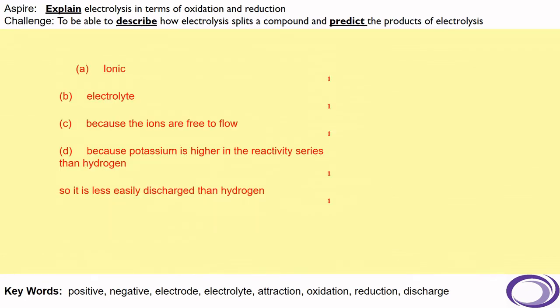Okay, so it was ionic bonding. The solution is called the electrolyte. It conducts electricity because the ions are free to flow. Potassium is higher in the reactivity series than hydrogen. You could have said it's more reactive than hydrogen, so it's less easily discharged than hydrogen is.